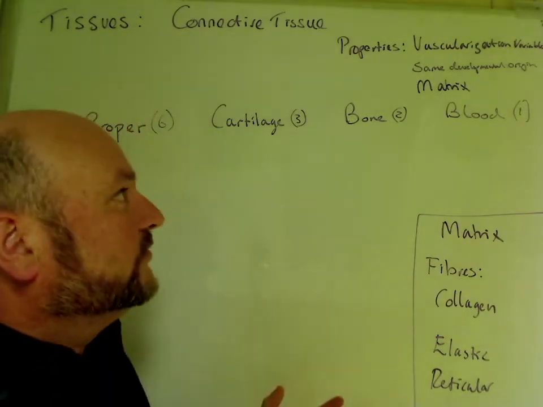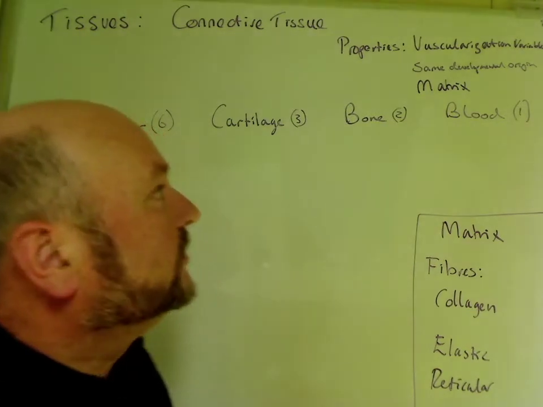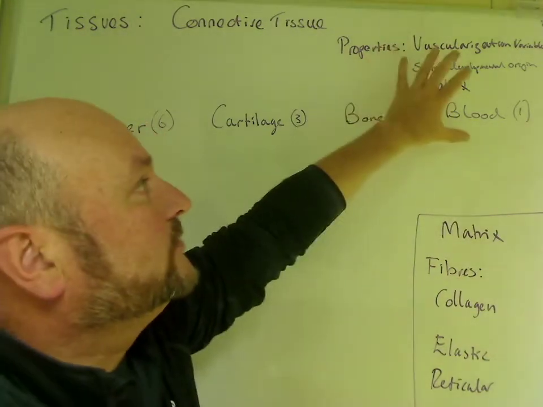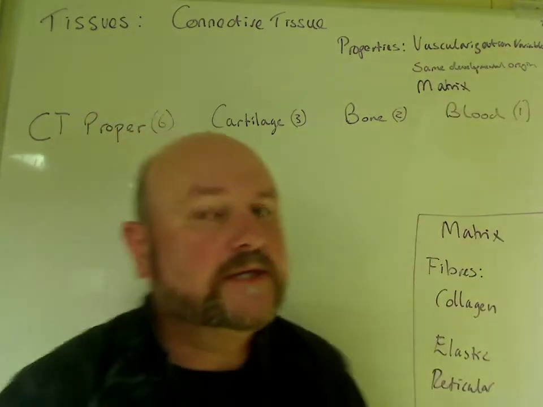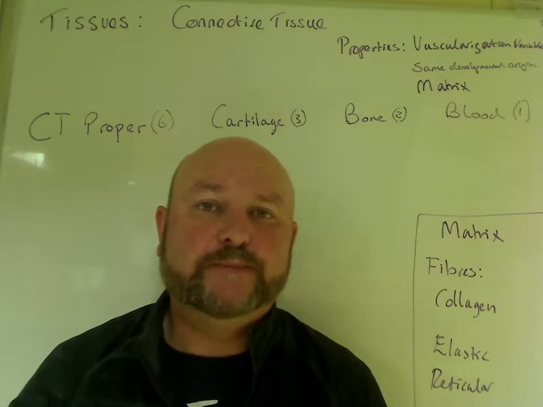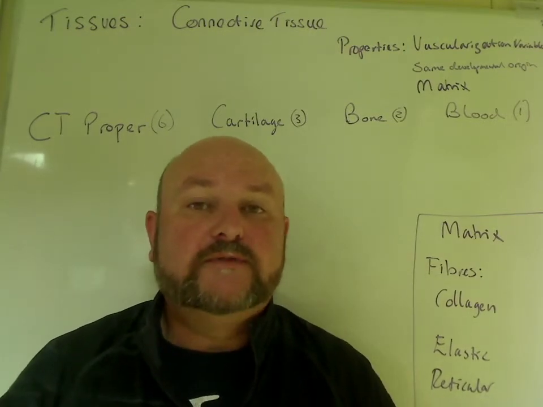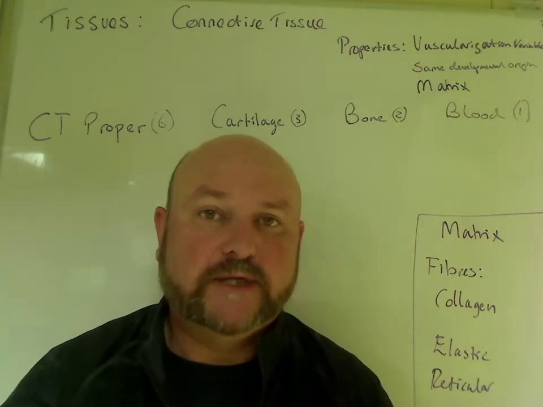So let's first of all think about the properties of connective tissue before we get into the differences between these four. So the three main properties that we have in connective tissue is vascularization. Remember I said in epithelia, the epithelia is avascular, meaning it doesn't have a direct blood supply. But the connective tissue that sits right underneath it does have a vascular supply or blood supply.